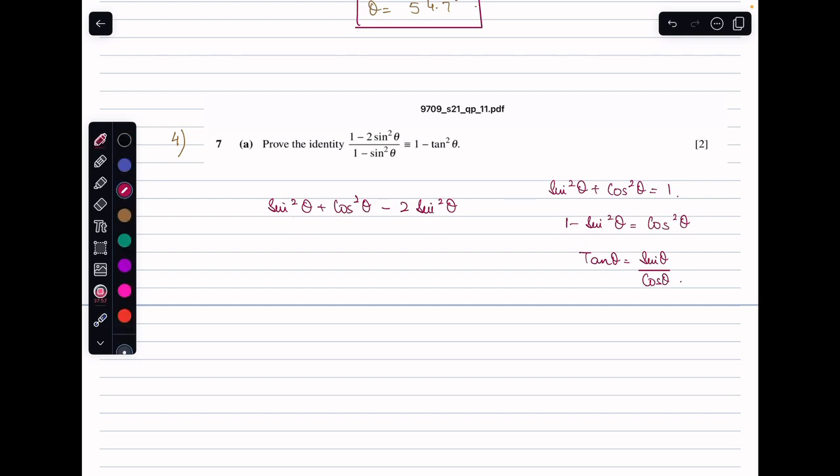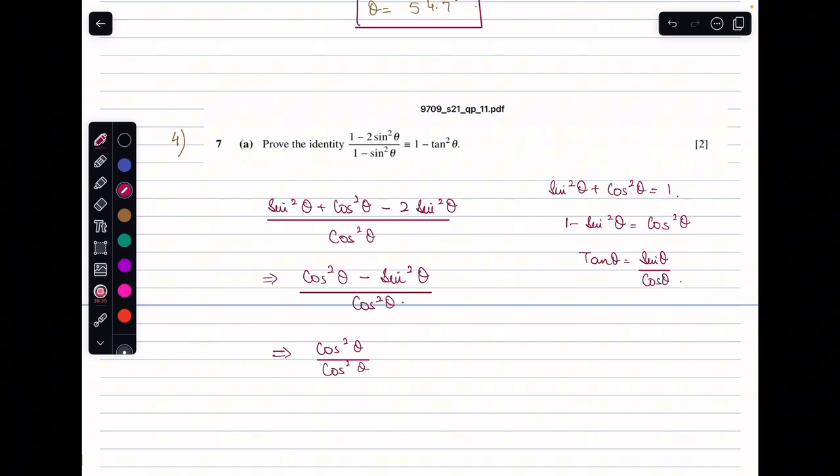Substituting the 1 by sine square theta plus cos square theta minus 2 tan square theta, this should then get divided by 1 minus sine square theta, which we are saying is cos square theta. So here I will be left with cos square theta minus sine square theta minus 2 sine square theta. That would give me a negative sine square theta divided by cos square theta. So I can divide each and every term by cos square theta: cos square theta divided by cos square theta, and then negative sine square theta divided by cos square theta.